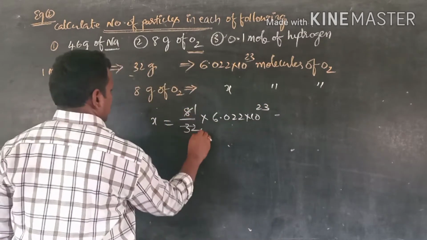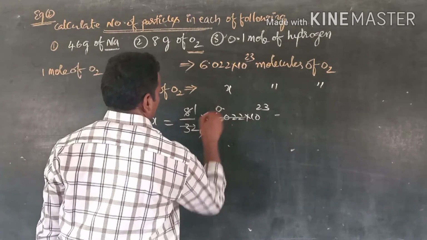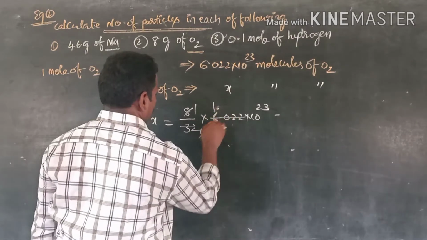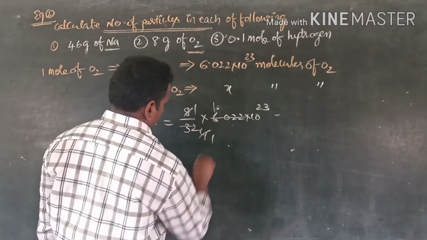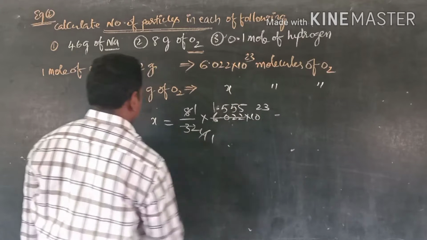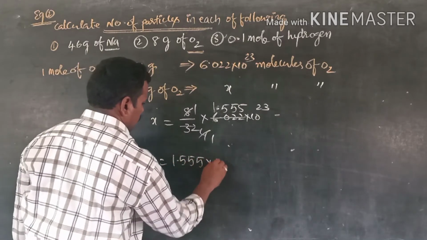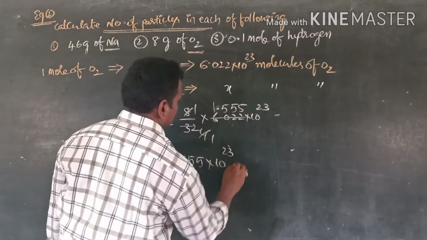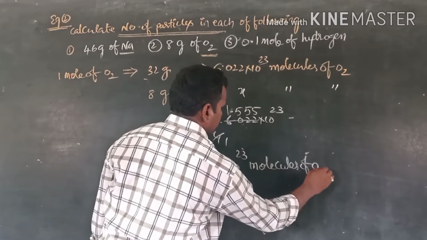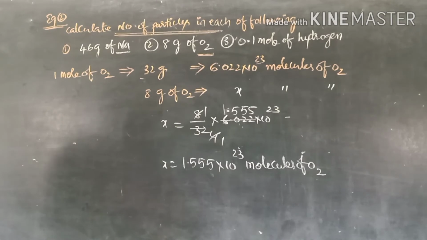8 ones are 8, 8 fours are 32. Now 4 ones, 4 ones. Now it becomes 1.4, 14, 20 is left. Next 5. Again 20, 5, 5. Now x is equal to 1.555 into 10 power 23 molecules of O2. This is the method to explain in the case of that.